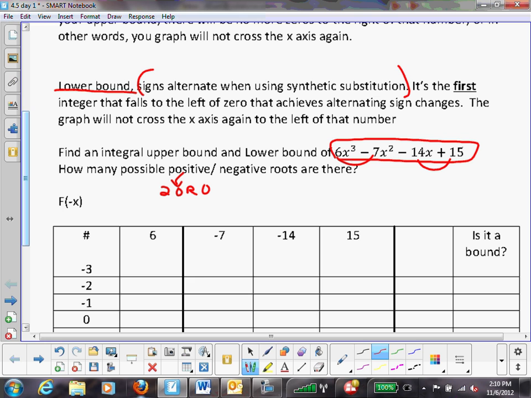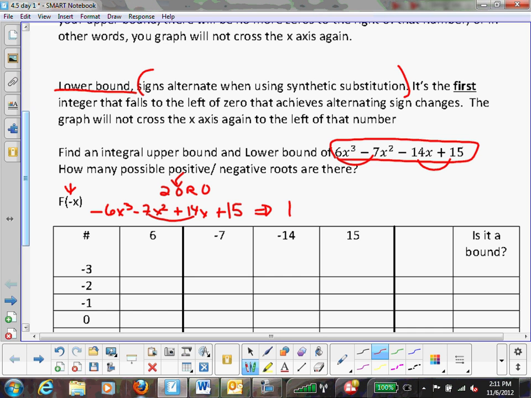All right, to figure out our negative ones, we have to use negative x, correct? We have to substitute in and rewrite our polynomial. And so we get negative 6x cubed minus 7x squared plus 14x plus 15. So how many sign changes do I have? Do we agree that there's only one? There's one right here. That implies 1, there's no 0, right? We can't subtract 2 from 1 without getting a negative value, so we just have 1. So we know that we've got one negative root and 2 positive roots.